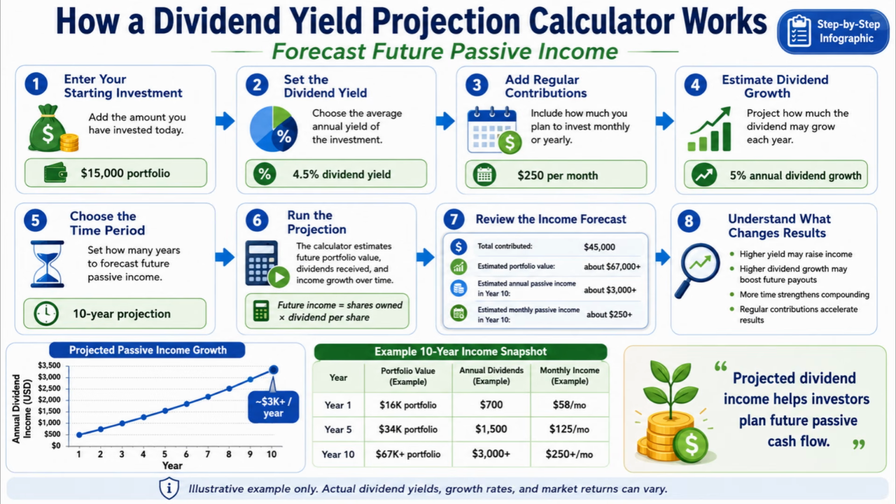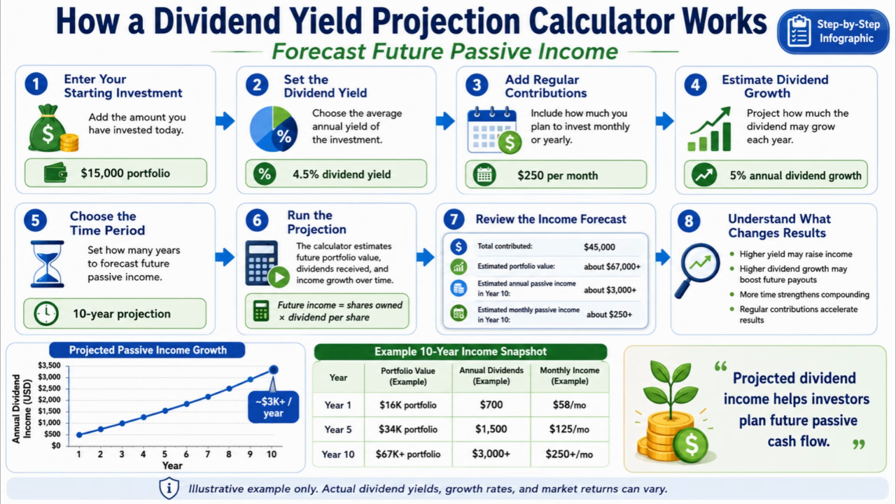selected years. Then, you review the income forecast to understand the outcome more clearly. For example, the total amount contributed may reach about $45,000, while the estimated portfolio value may grow to around $67,000 or more. At the same time, the estimated annual passive income in year 10 may rise to about $3,000 or more, and the estimated monthly passive income may reach around $250 or more.